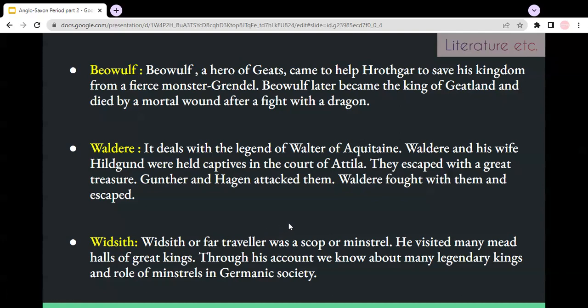Widsith, or far traveler. The literal meaning of the word Widsith is the far traveler. He was a scop or minstrel. Minstrels were mainly singers or musicians who would come to the courts of kings, and they would sing songs about heroes. They used to recite and sing heroic poetry and lyric poetry, with music. And this man Widsith went to many places, and he visited many mead halls of great kings. Through his account we know about many legendary kings and the role of minstrels in Germanic society.